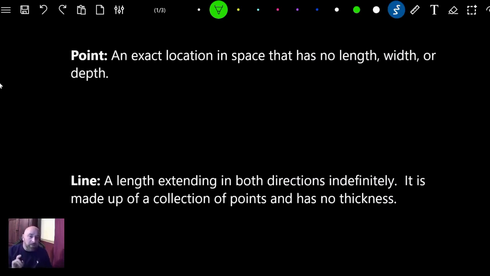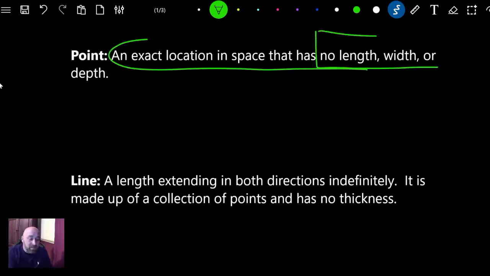We are talking about like a dot, okay? Now, it's not technically a dot, and I'll tell you why. Because notice it says this is an exact location in space that has, and this is important right here, no length or width or depth. What does that mean? Well, it's kind of a theoretical thing.